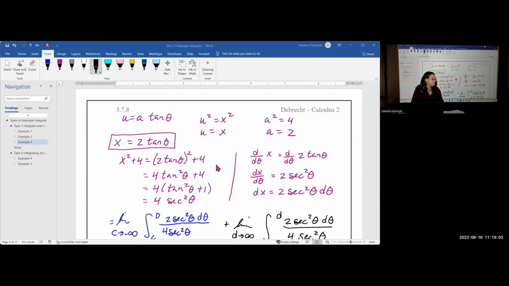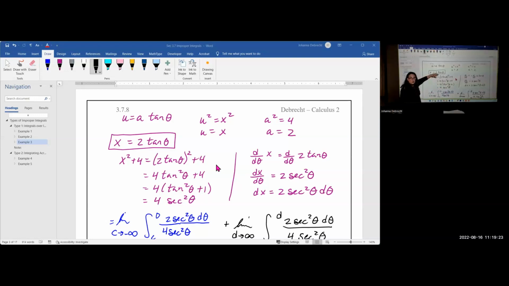So we have 2 tangent of theta quantity squared, which gives us 4 tangent squared theta plus the 4, which was next to it. Factor out the common factor 4, gives you tangent squared theta plus 1, which is secant squared. This then reduces it from 2 terms to 1 term and switches it from being in terms of x to being in terms of theta.